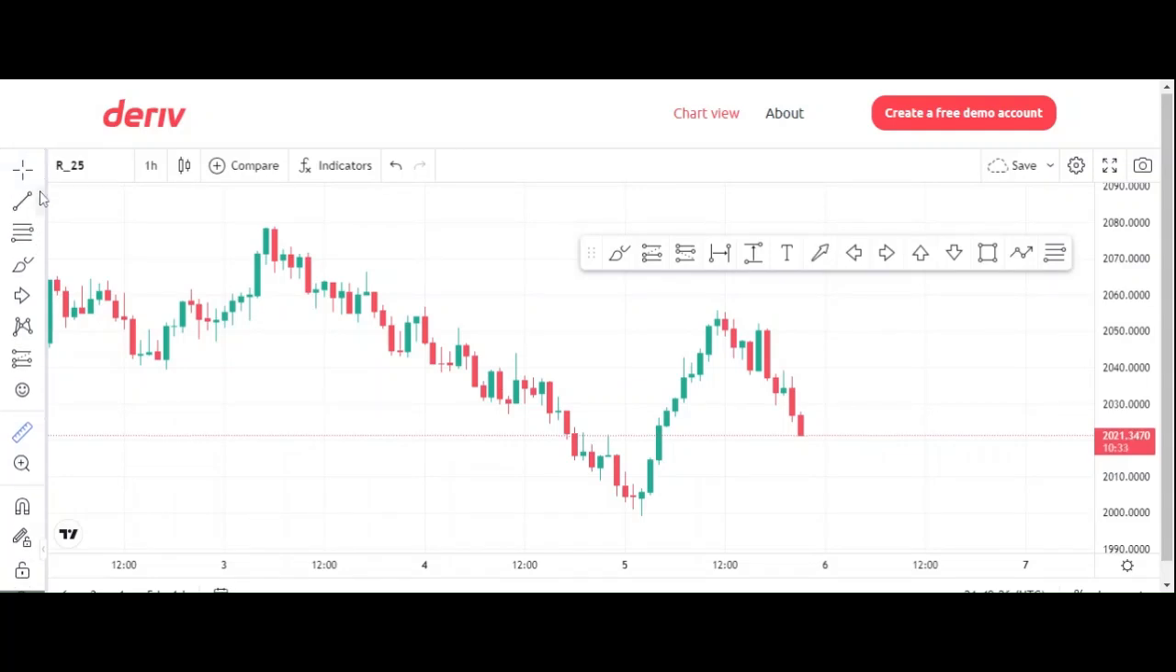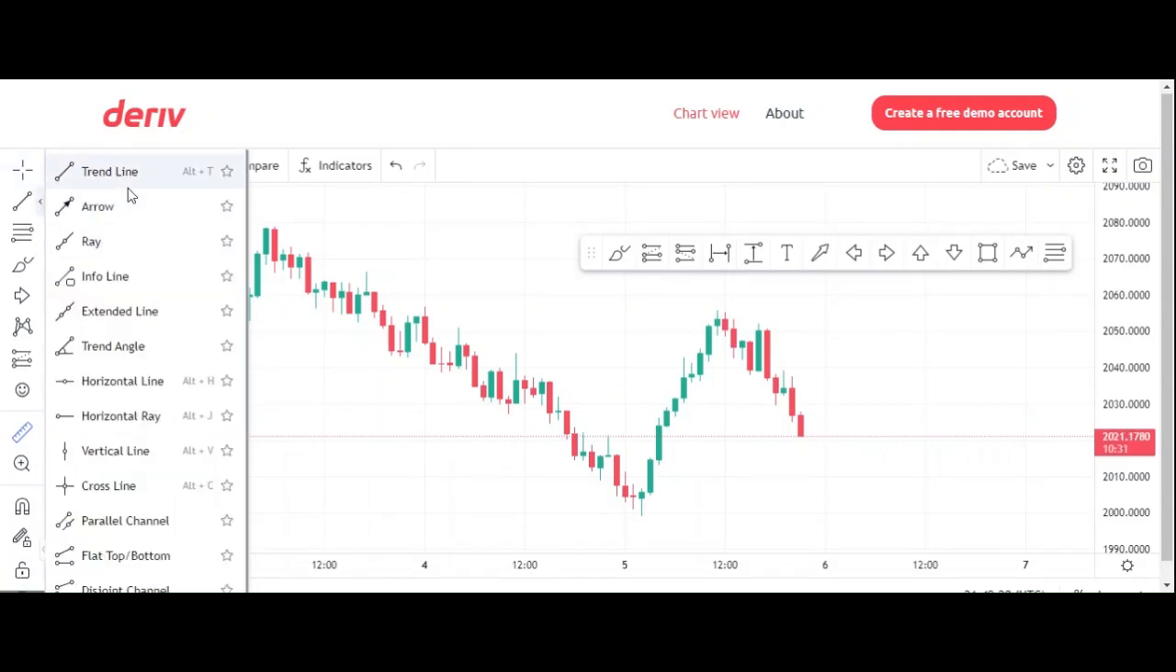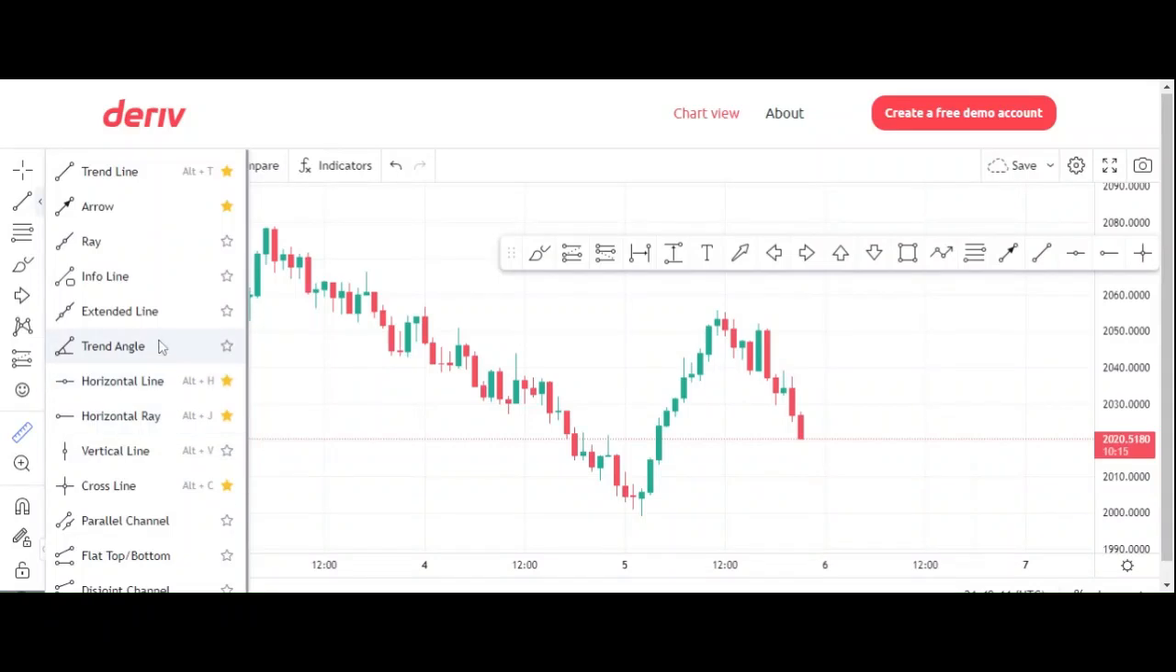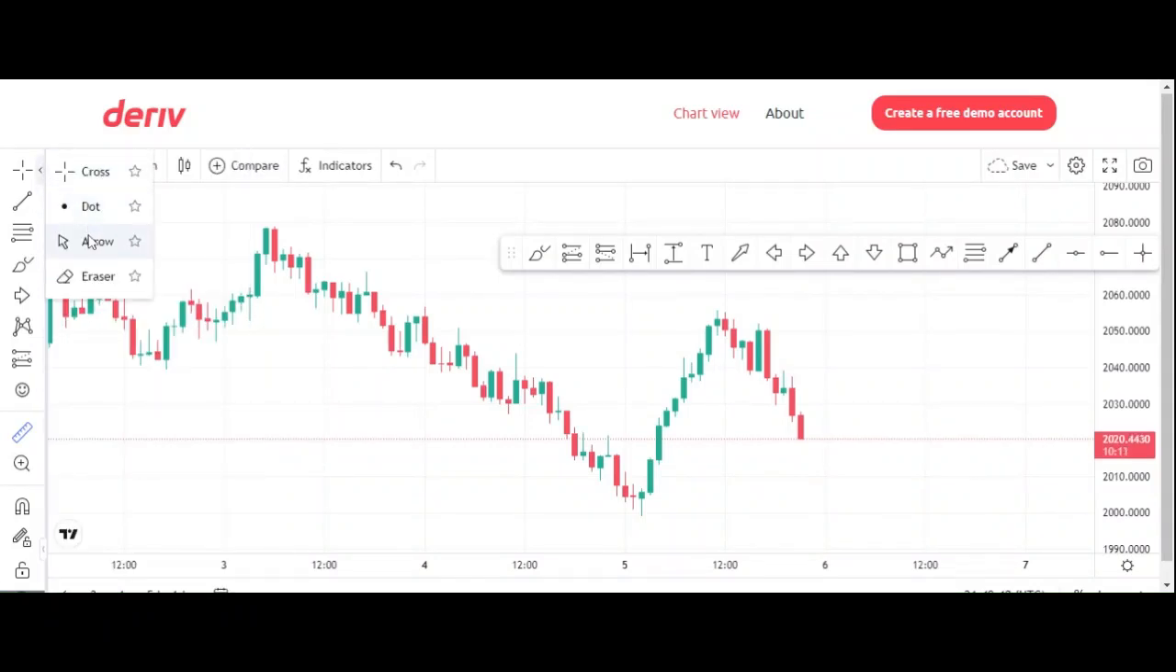And number three, customization. You can customize your tool layout to suit your personal preferences and trading style. This allows you to create a workspace that feels comfortable and efficient. Number four is consistency. Having your tools consistently organized helps you maintain a consistent approach to your analysis. This can reduce errors and improve your overall trading performance.